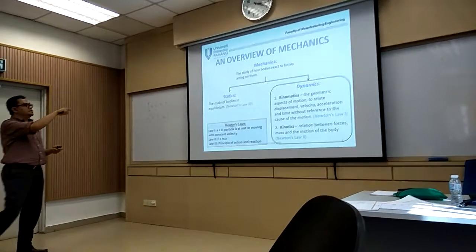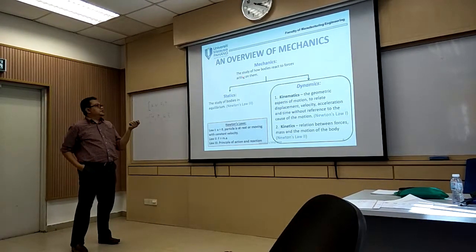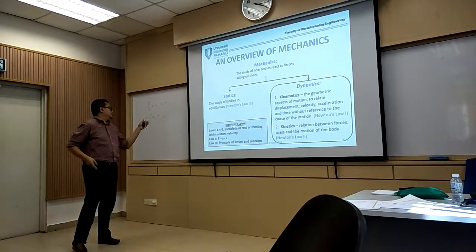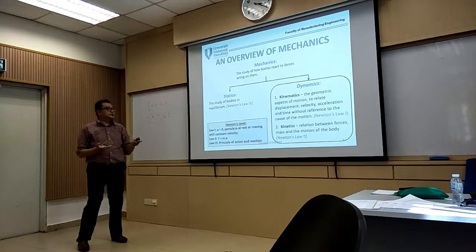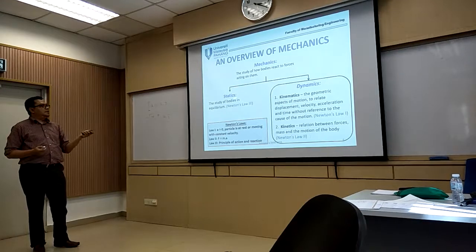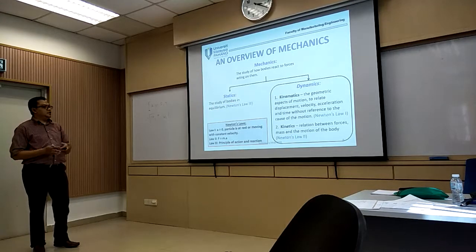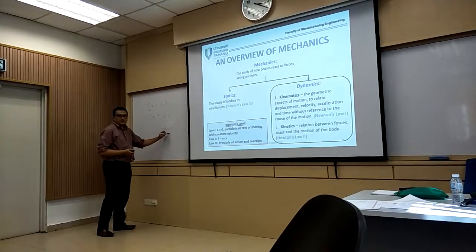So basically, if we look at mechanics, the definition is basically the study of how bodies react to forces acting on them. So if we have forces acting on the body, then how this body will react, that's called mechanics. So mechanics has two different parts. One is statics. Statics is basically the study of bodies in equilibrium. So you already mentioned sigma Fx equal to 0, sigma Fy equal to 0, and sigma M equal to 0, something like that.